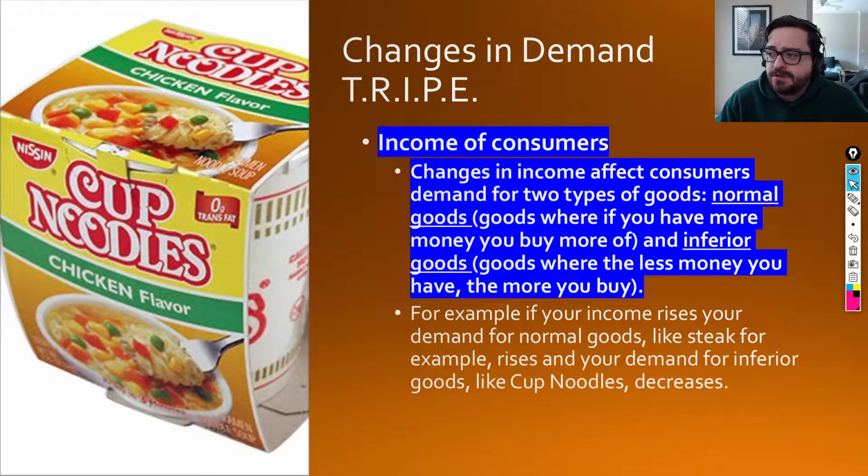Places like Walmart's grocery section are in the inferior goods category. Not because you're bad if you buy them. It's just they're really cheap. So when you have less money, you buy that stuff more often. So if your income rises, your demand for normal goods like steak or computers or high quality goods goes up. And your demand for inferior goods goes down. When you have more money, you buy less of the not good stuff, you buy more of the good stuff.